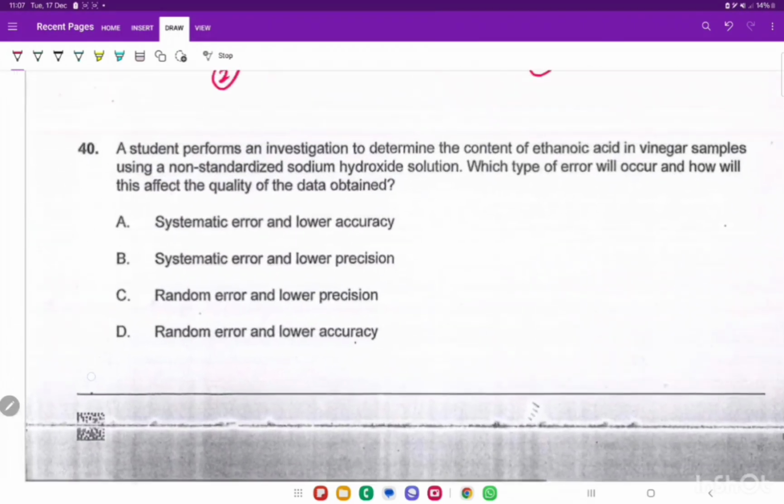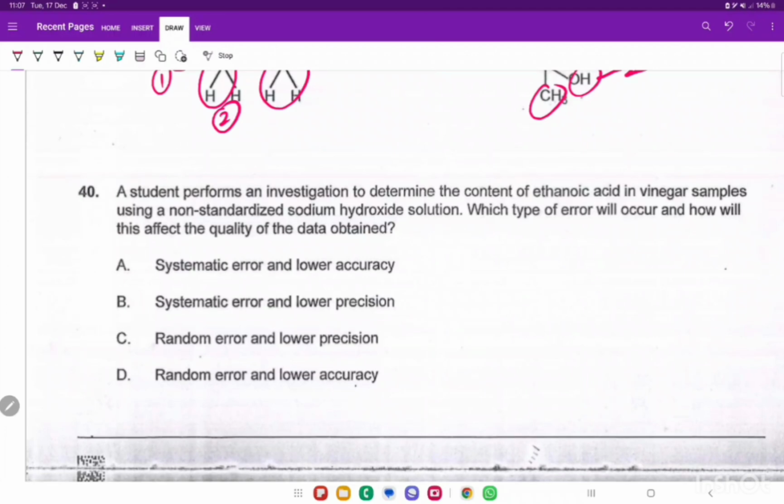And the last question, question 40. A student performs an investigation to determine the content of ethanoic acid in vinegar samples using a non-standardized sodium hydroxide solution. Which type of error will occur and how will this affect the quality of data obtained? Since it's a non-standardized solution, it is a systematic error. There is an error in the process.